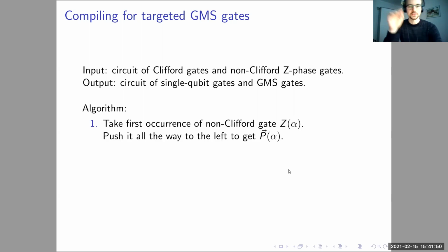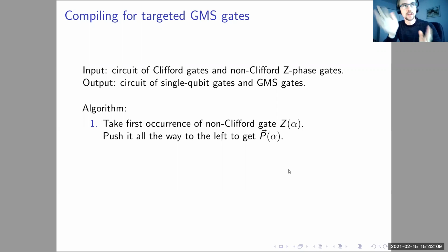Okay, so the algorithm starts by looking through the circuit, and you take the first occurrence of a non-Clifford gate. So this will be some Z alpha gate where alpha is not a multiple of pi over 2. And then what you do is you take it and push it all the way to the beginning of the circuit.